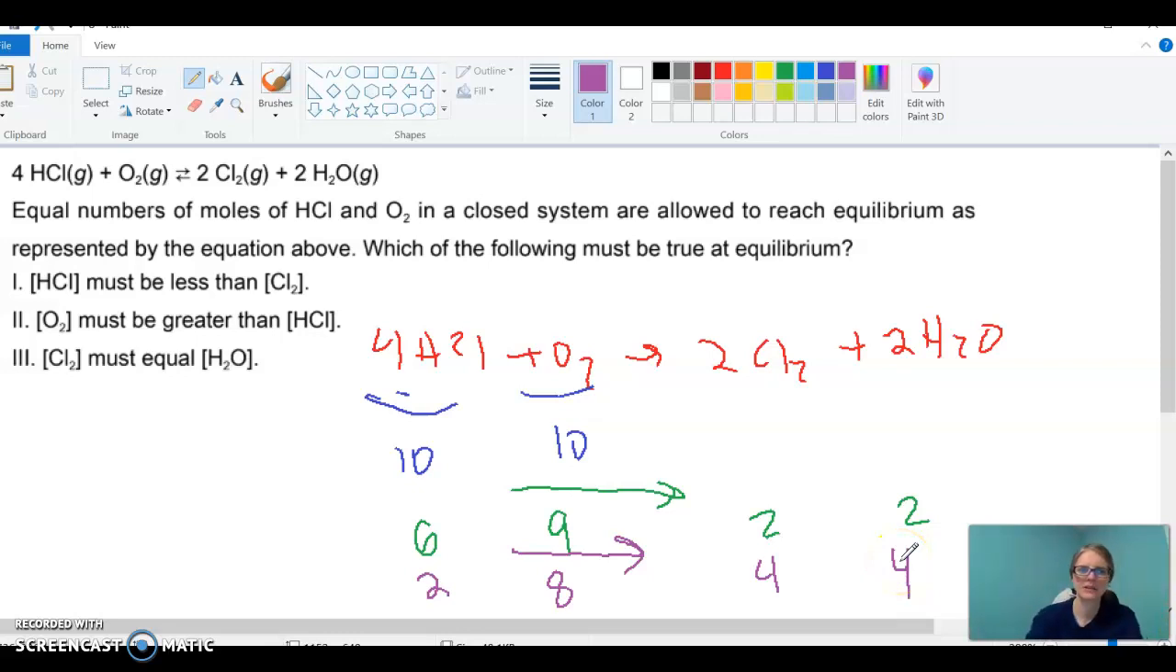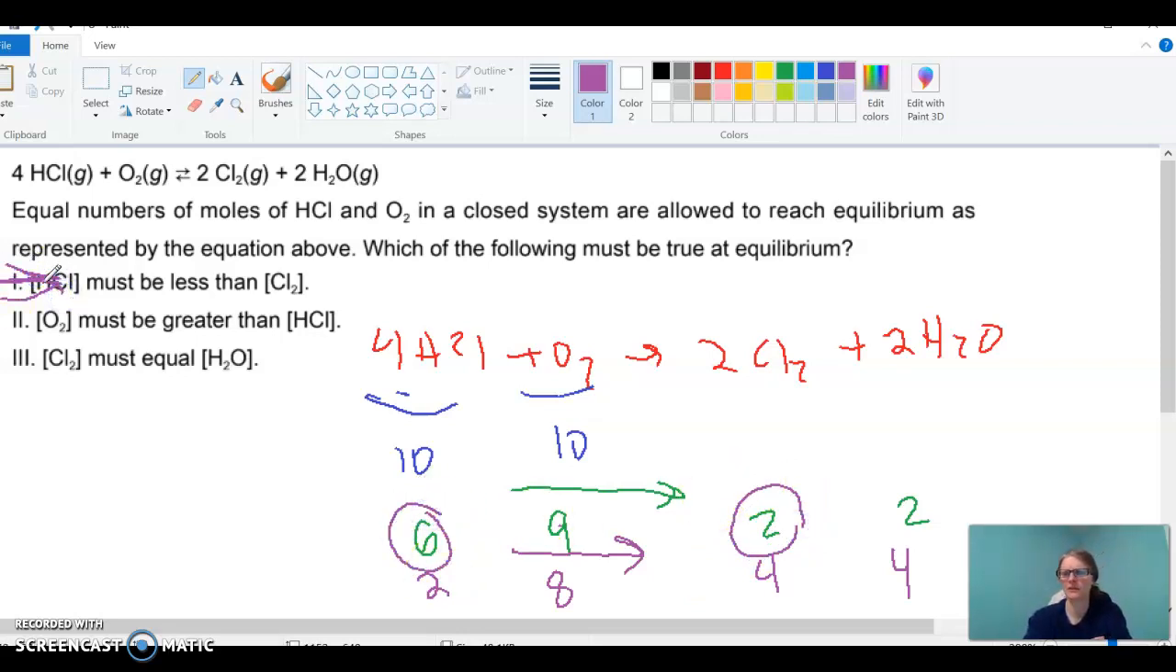If I look at 1, HCl must be less than Cl2. HCl is not less than Cl2. It doesn't have to be. Wait a minute, I'm getting confused. Sorry, I was getting confused with the O2. So number 1 can't be right because HCl must be less than Cl2, where my HCl here is a 6 and the Cl2 is a 2, so that doesn't fall in line with part 1.